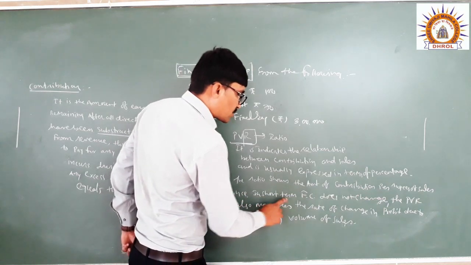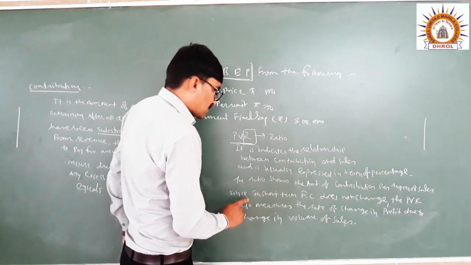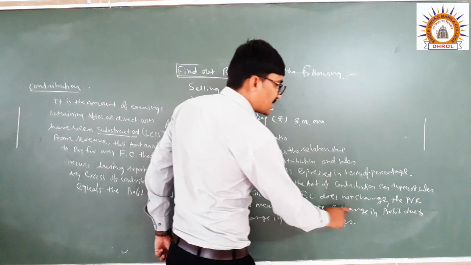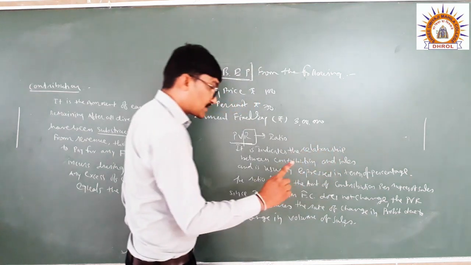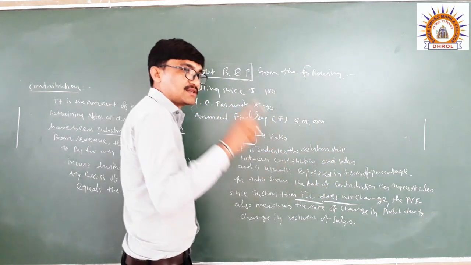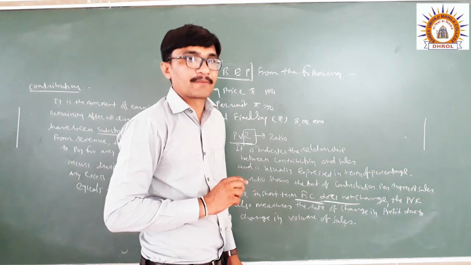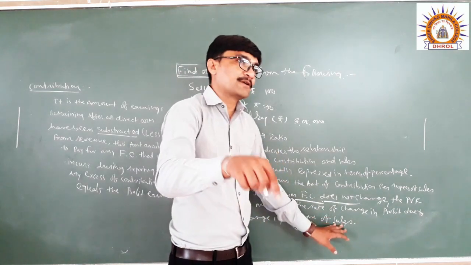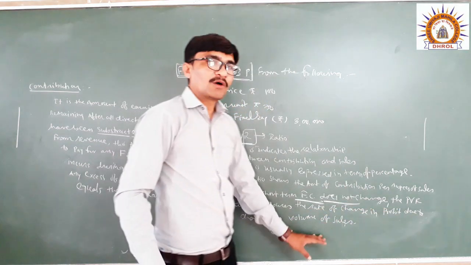In the short term, fixed cost does not change. The PVR also measures the rate of change in profit due to change in volume of sales. Again I repeat: fixed cost does not change, it shall remain constant. One of the assumptions of break-even analysis is that fixed cost shall remain constant. So the PVR measures the rate of change in profit due to change in volume of sales.